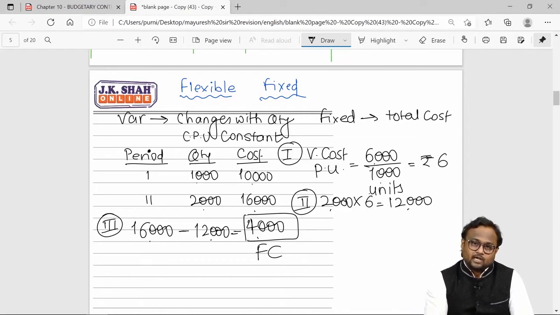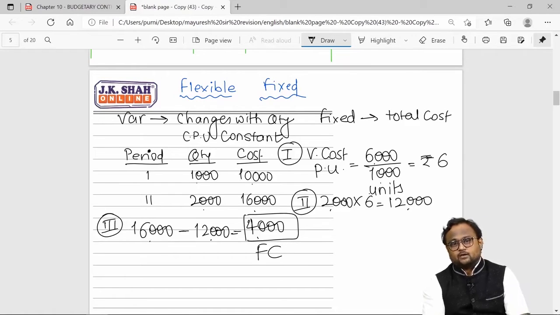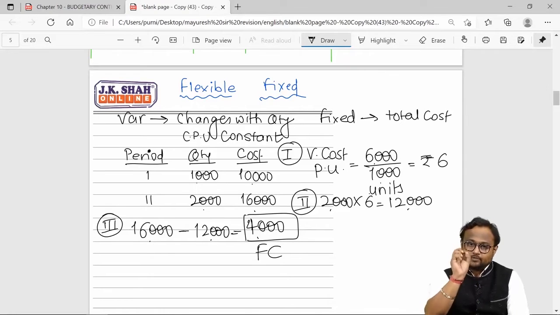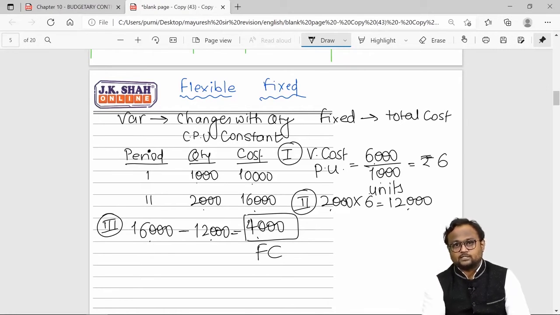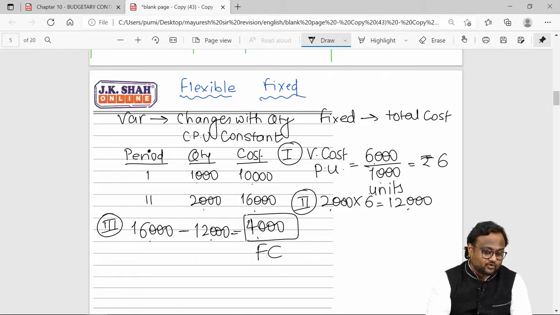Here we go. Calculate variable cost per unit by going for the formula difference in cost upon difference in quantity. You will be getting cost per unit. Use that on any quantity structure. You will get total variable cost. For the same period, pick up the total cost, subtract this variable cost ascertained by you. You will be left with the fixed cost structure with you.